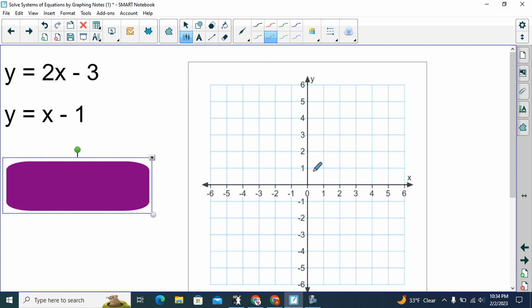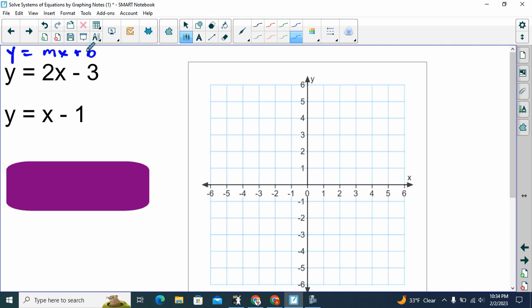So again, we draw our coordinate plane, and we're going to graph both of these equations on the same coordinate plane. So y equals 2x minus 3 is in slope-intercept form. Slope-intercept form is y equals mx plus b. We will always graph the y-intercept first.